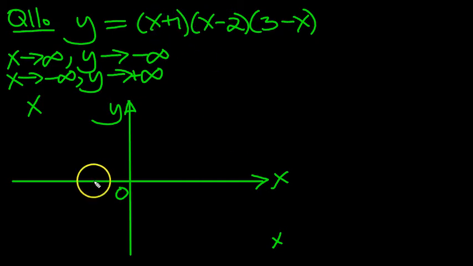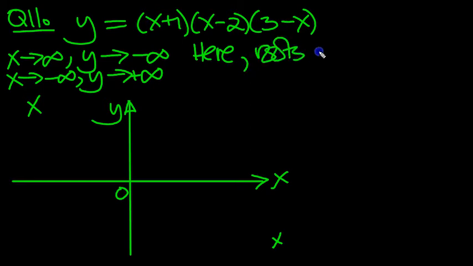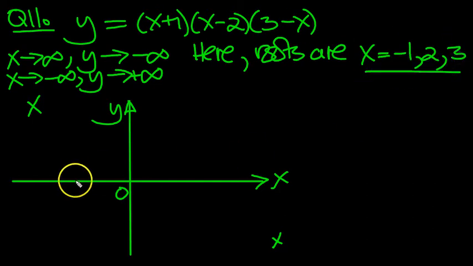The roots are at x equals minus 1. When x is minus 1, this will be 0, so y will be 0. When x is 2, and also when x is 3, isn't it? We can see those. So minus 1, 2, and 3. So it's going to come up through 3, back down through 2, and then go down and come up through minus 1.